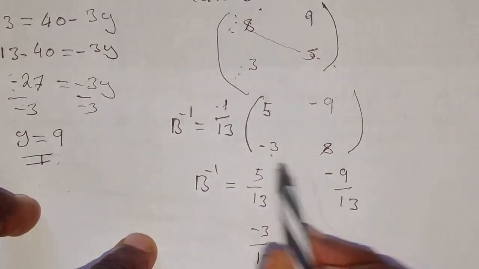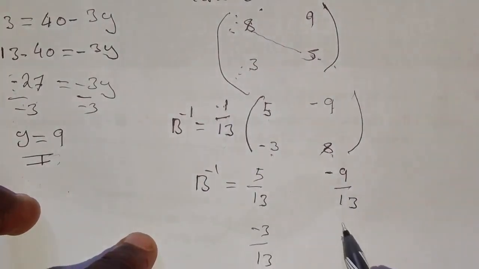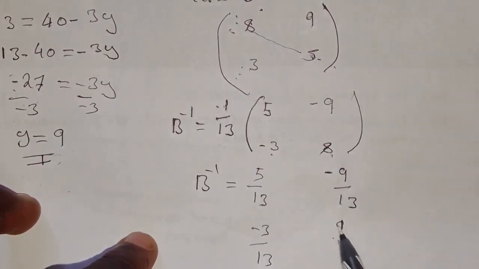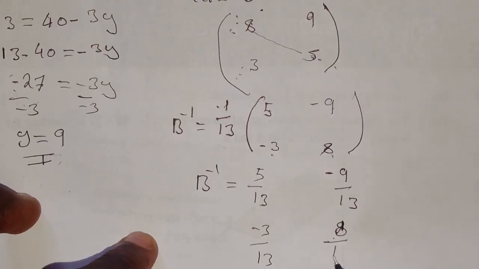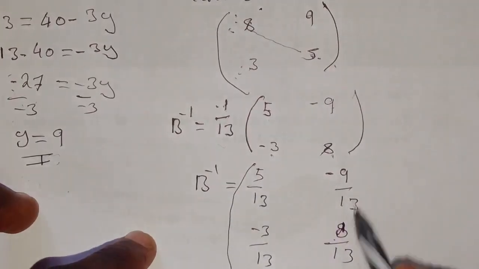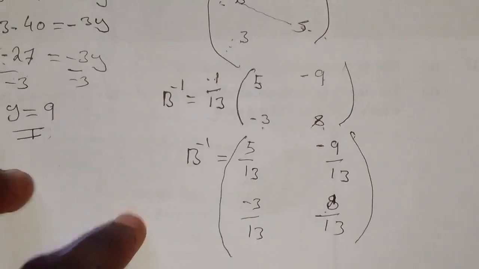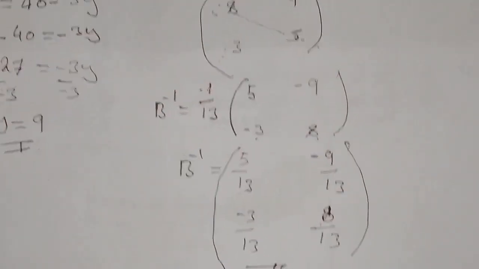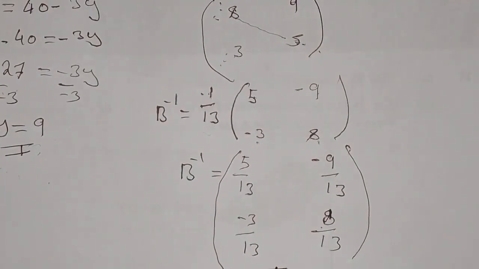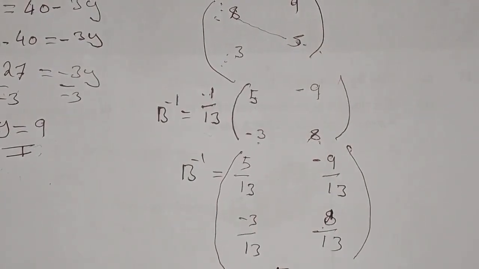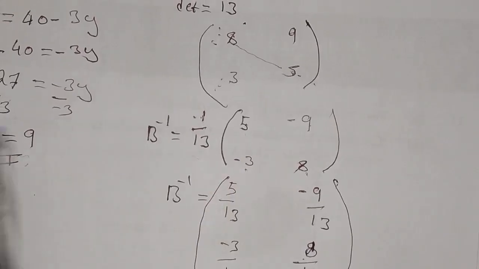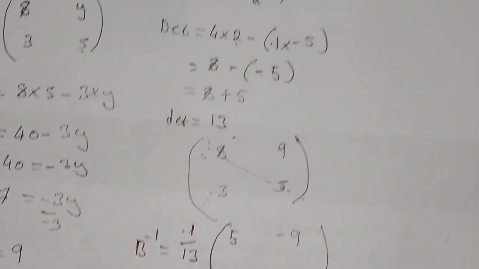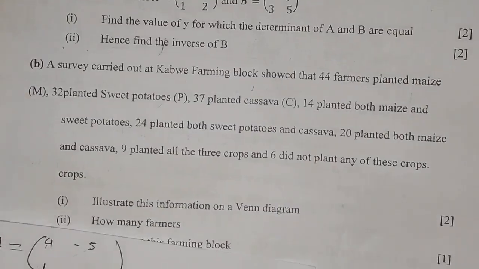Also 1 over 13 multiplied by 8, we're going to have 8 over 13. Okay, so this was the inverse of B. So we have found number 1. So this is the inverse, and we have found the value of y. So let's now proceed to the next question.